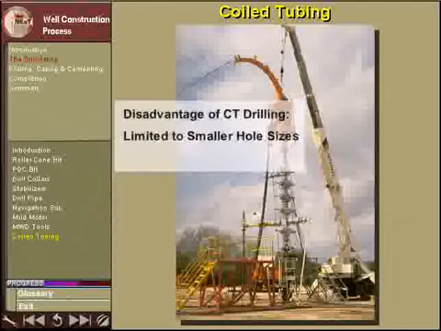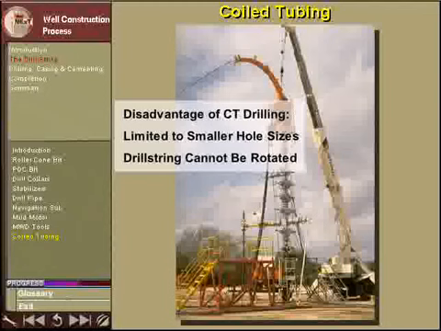Some disadvantages of using CT as the drill string include: it is limited to smaller hole sizes, and it is not possible to rotate the string for orientation of downhole devices or to help prevent pipe sticking. Therefore, special hydraulically operated devices are required in directional drilling.